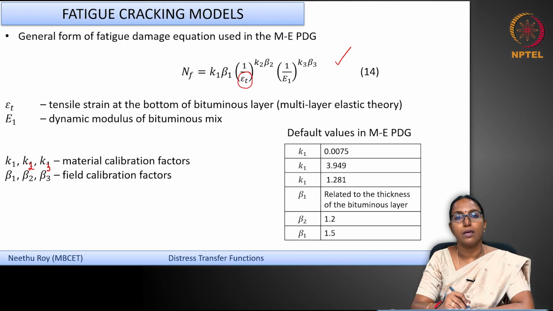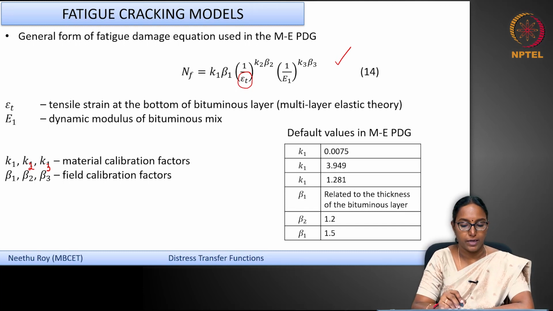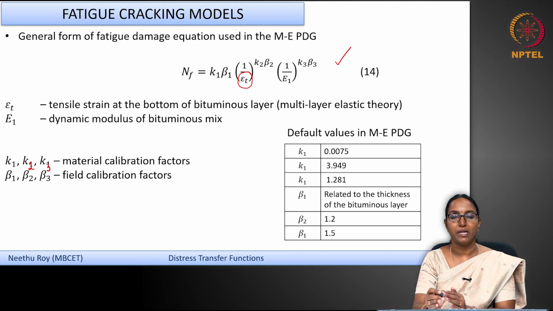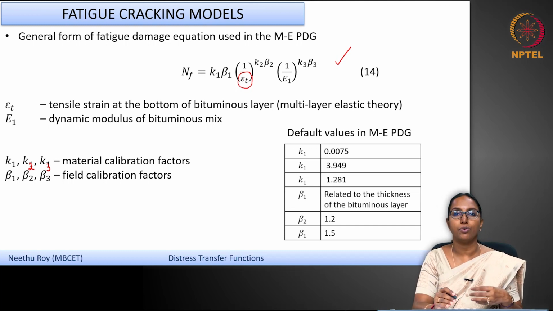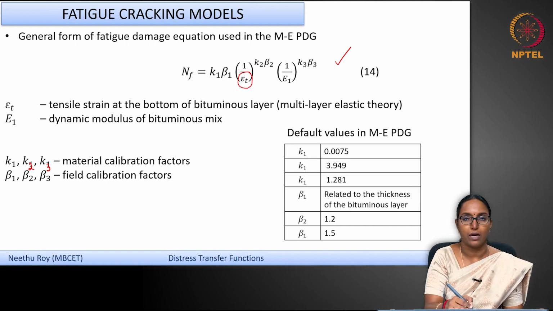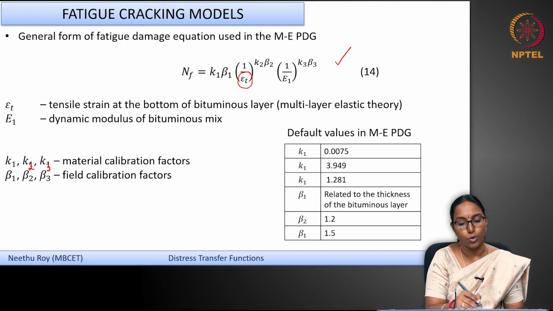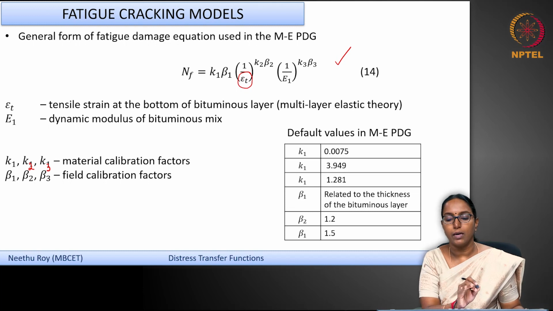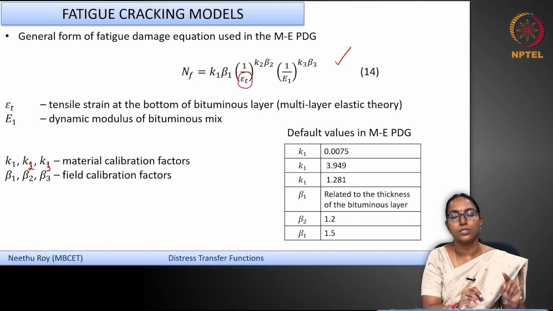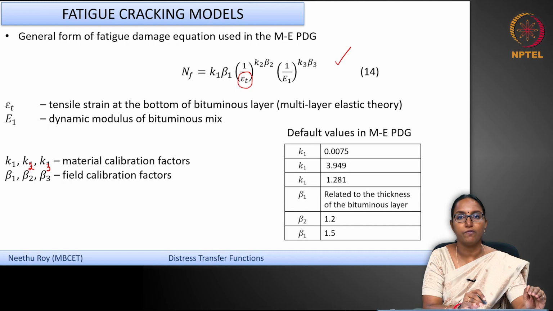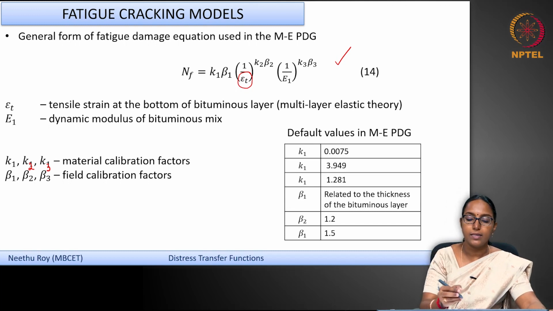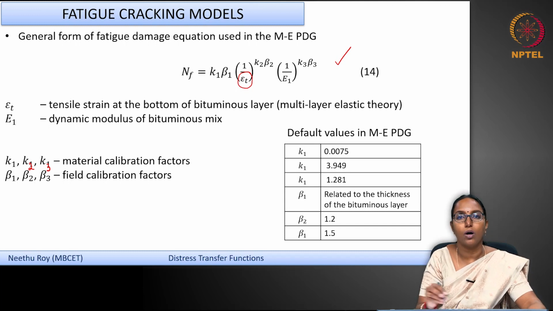K1, K2 and K3 are called material calibration factors. Suppose you are using certain materials, or different classes of materials. For those materials, you can do extensive laboratory investigation to arrive at these parameters, and beta 1, beta 2, beta 3 are the calibration factors. So what you see in this MEPDG model is that there is not just one calibration factor given for field calibration, or for transferring from the lab to the field. There is a calibration factor given along with all the coefficients.